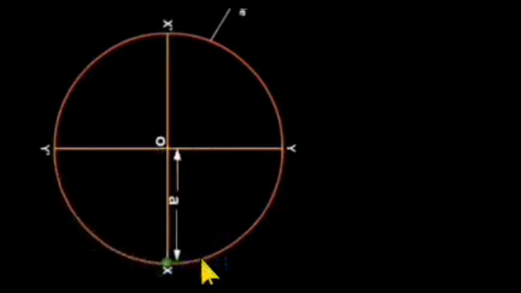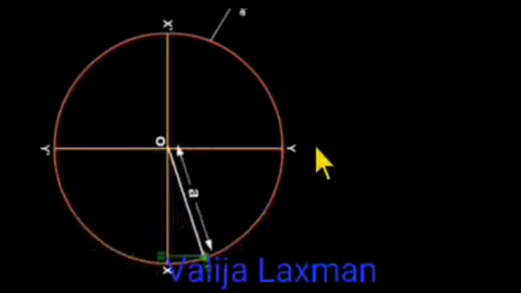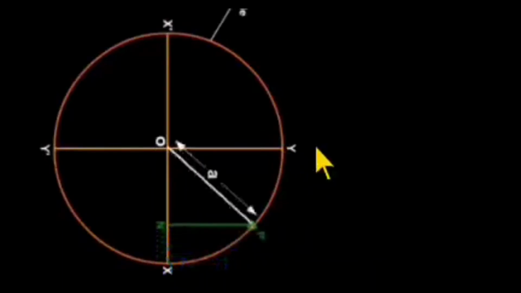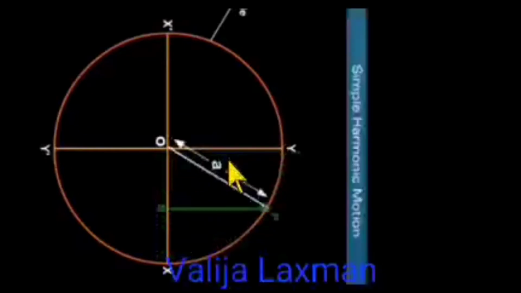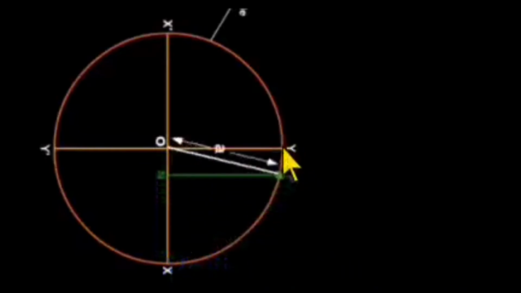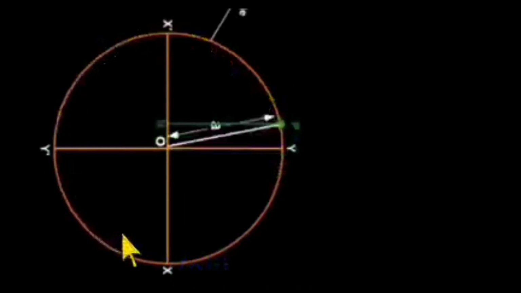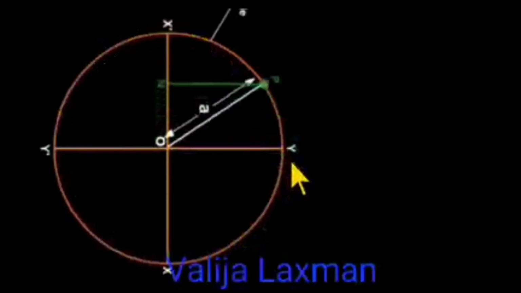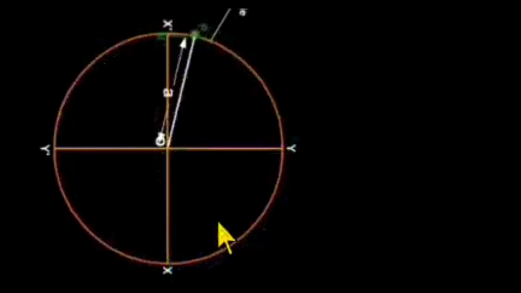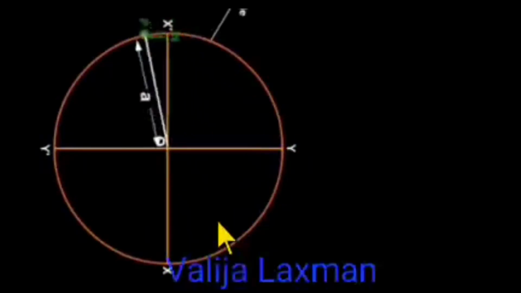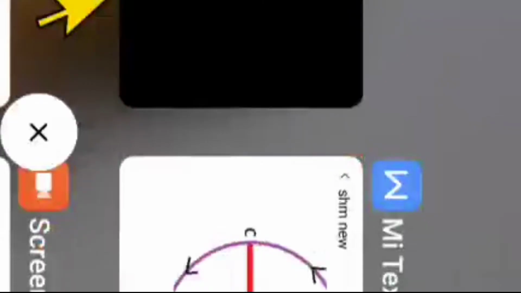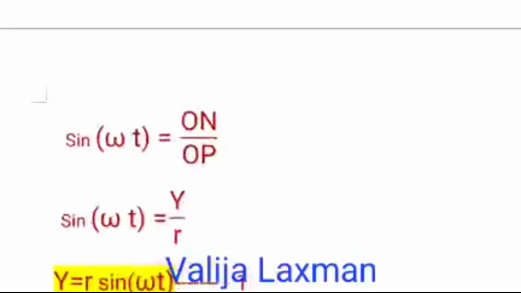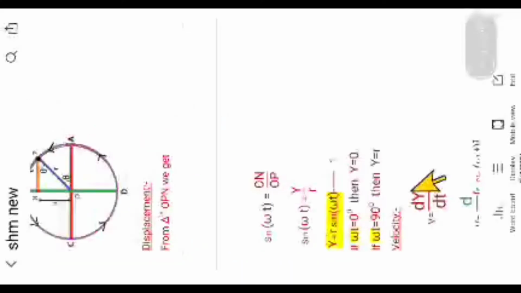And when the particle is moving from x to y, the foot of perpendicular is moving from x to O. So by the time the particle completes one circular motion or one rotation, the foot of perpendicular is completing one oscillation. So this is the animation you can observe here. Then coming to our actual explanation here.